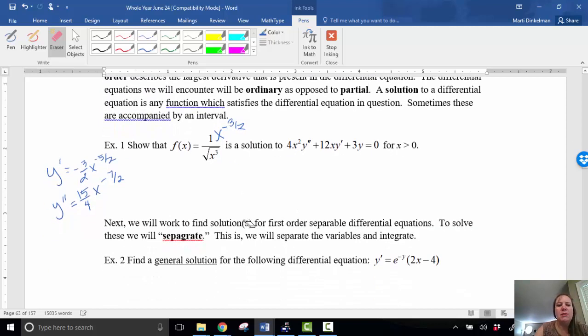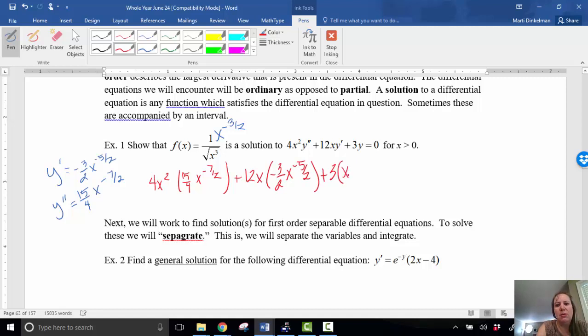I'm going to substitute into this equation that they gave me, so it should be 4x squared, and then I'm going to insert y double prime, and we'll simplify this in a minute just to verify that it works. So there's the second derivative plus 12x times the first derivative, and then 3 times the original function. I'm going to use the x to the negative 3 halves there. And basically what I'm verifying is whether that truly does equal 0.